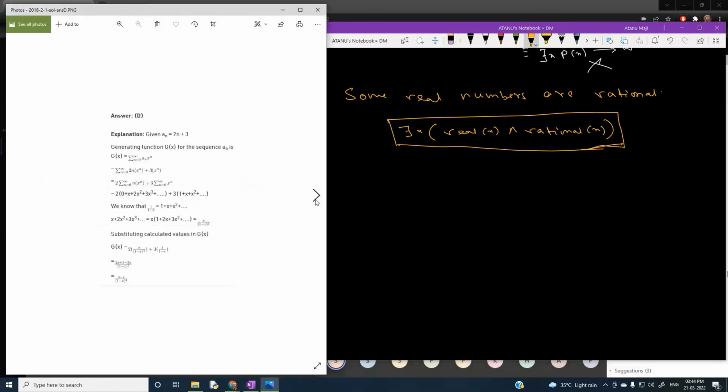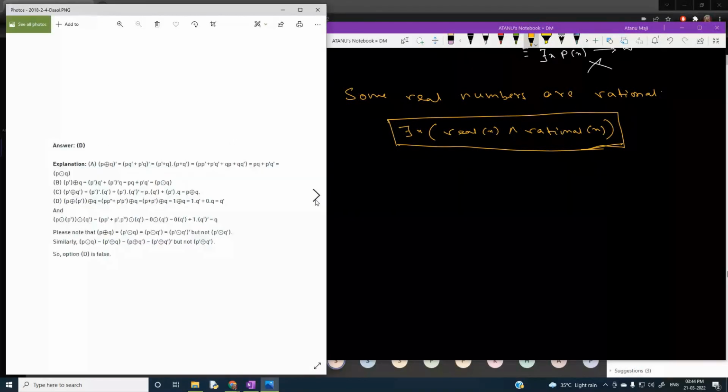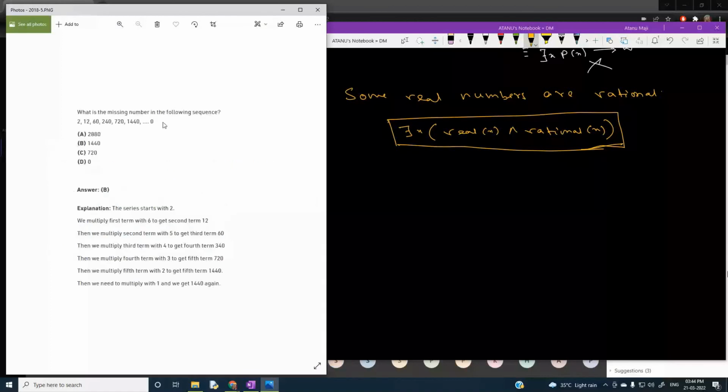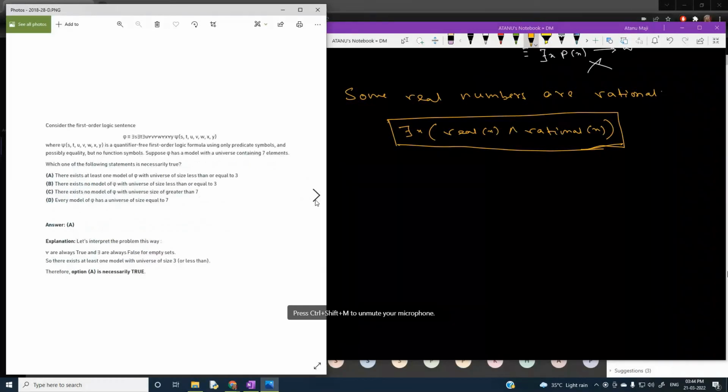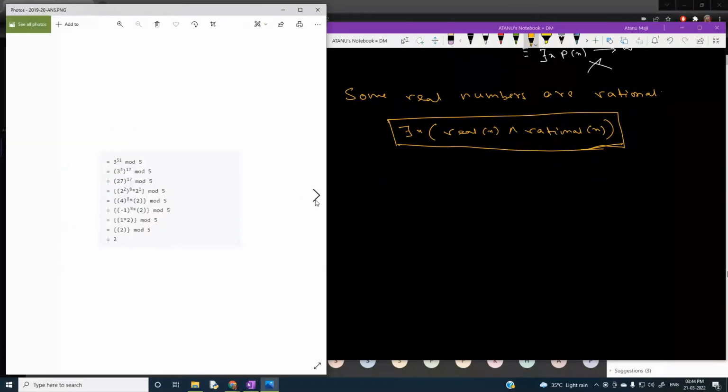Okay, so this thing we have already done. This is a very simple thing. You can easily tell which one is missing. 12 is 6 multiple, then 5, then 4, 3, 2, so 1 will be the missing one. So 1 multiple of 1440 is that number itself. This is very simple. Okay, then we have done all these.